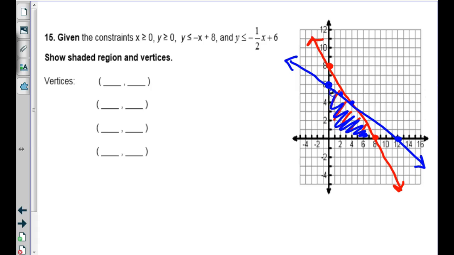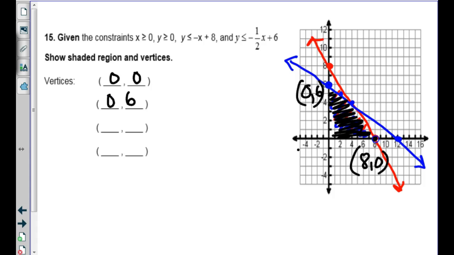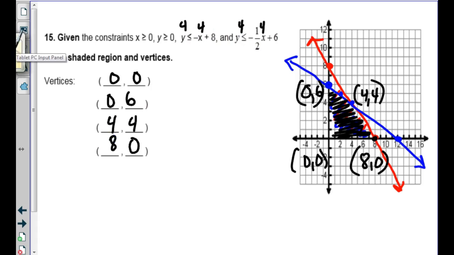I need the corner points of the region that is double shaded only. 0, 0, 0, 6, right? Over 0 and up 6. Yep, this one was 8, 0. And then I need the point where they intersect. Can you tell on your paper? If we put a 4 in here, we'd get a 4 here. Negative 1/2 times 4 would be negative 2 plus 6 would be 4. Seems like it's 4, 4. You could definitely solve them by substitution or elimination or a matrix. Okay, that's all you have to do on that one.